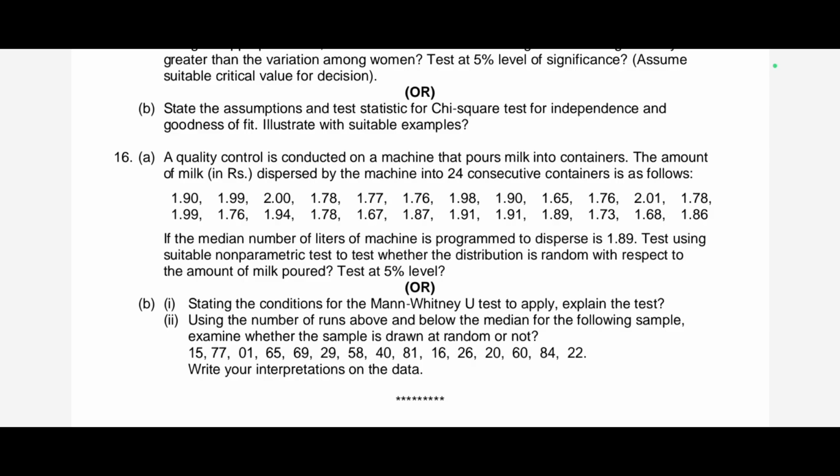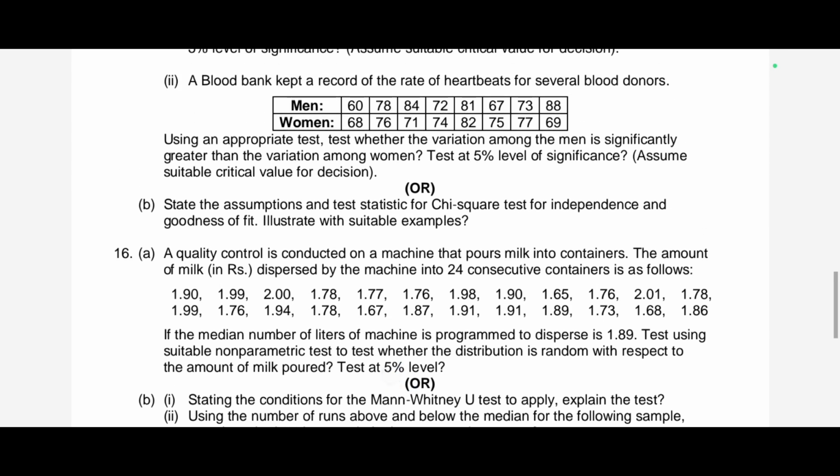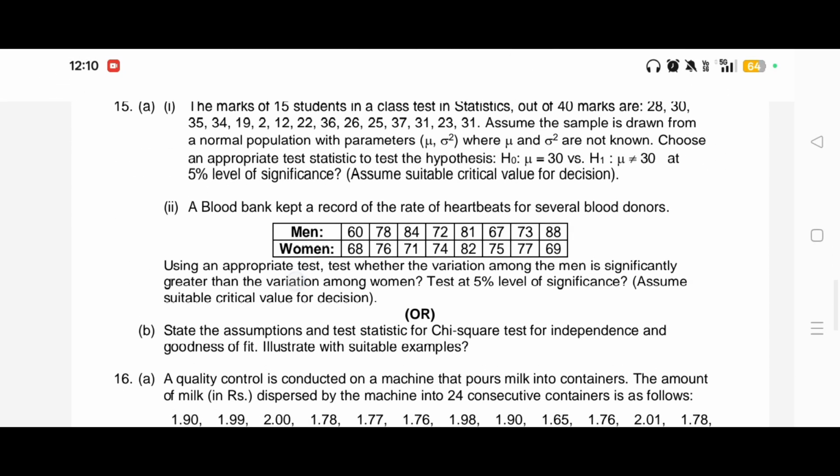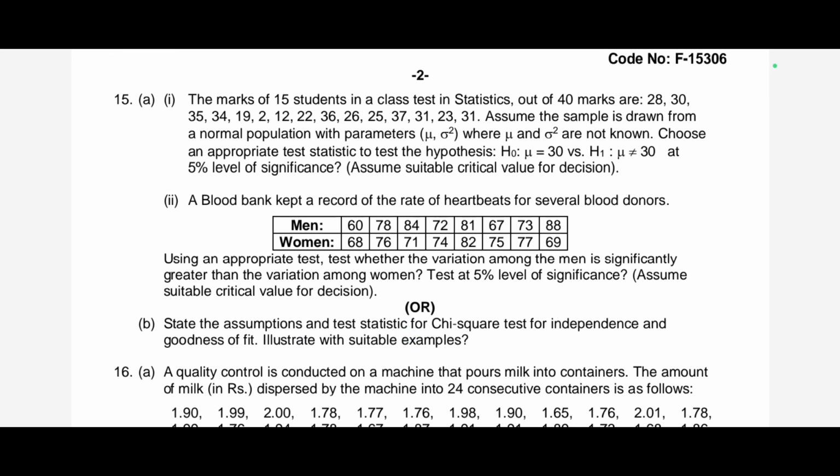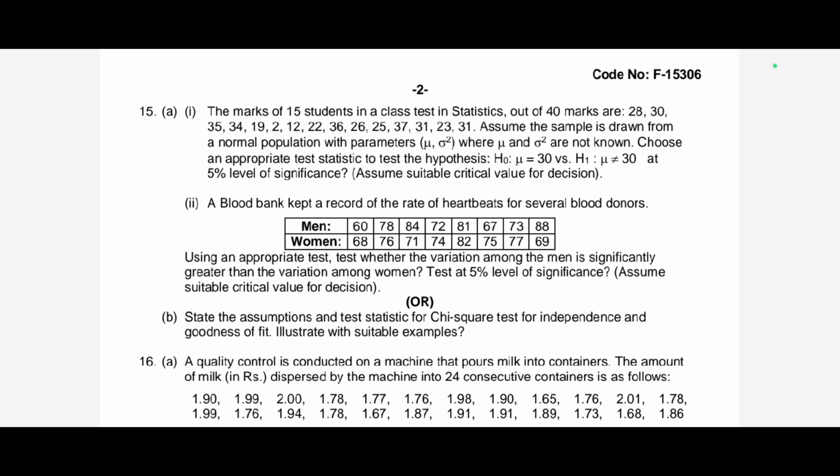Here are given some questions: 16a, 16b, and 15a and 15b. Okay, very important questions, you can see.